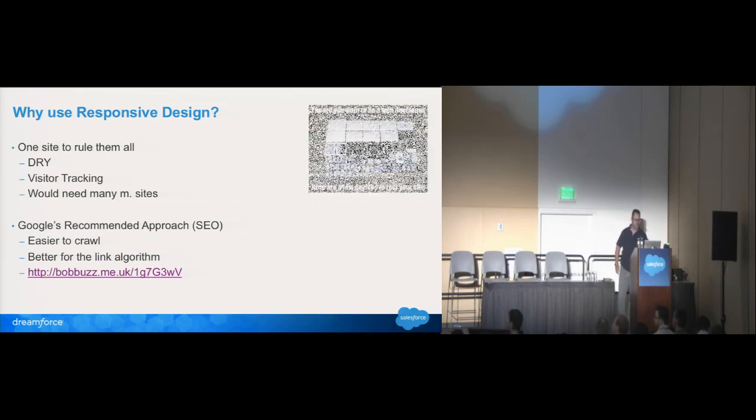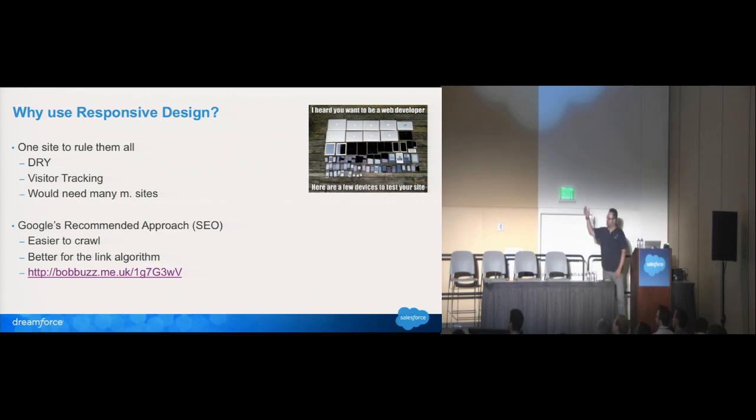And also, you'd need quite a lot of m.dot sites, so it's one of my favorite memes on the topic. If you're going to build an m.dot site, you're probably going to need about 40 of them, and that's only going to get worse as devices are getting bigger, you're getting into the phablet side of things.